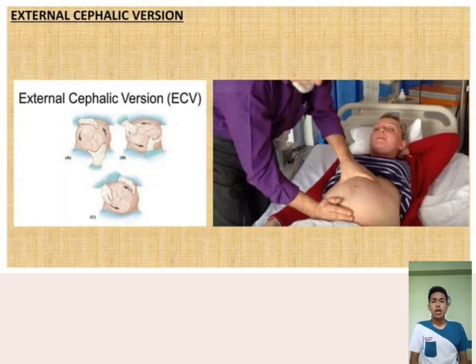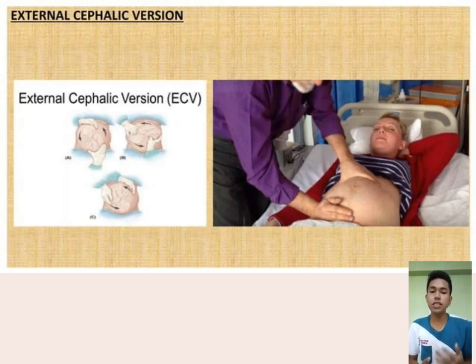External cephalic version or ECV is typically considered for pregnancies with a breech presentation, and it is usually attempted closer to the due date when the baby has less room to move on its own. The decision to perform ECV depends on various factors, and healthcare providers carefully evaluate each case to ensure the safety and well-being of both the mother and the baby.